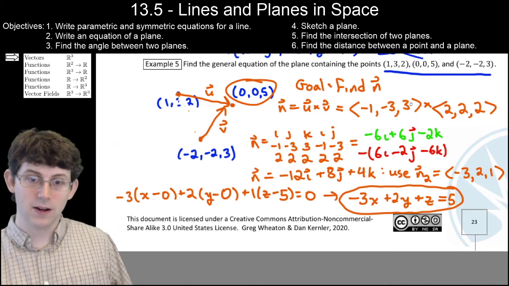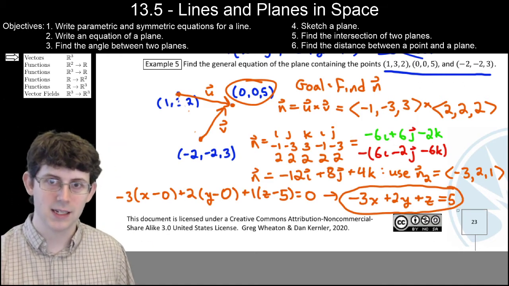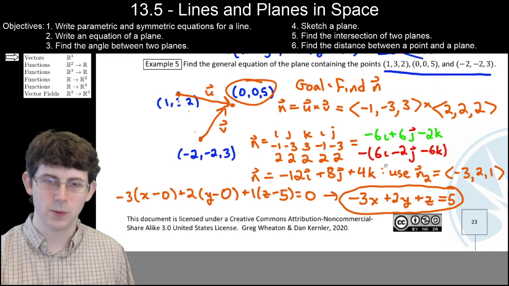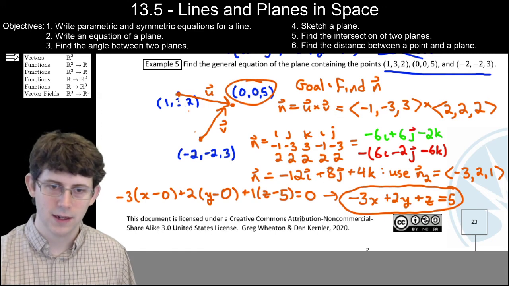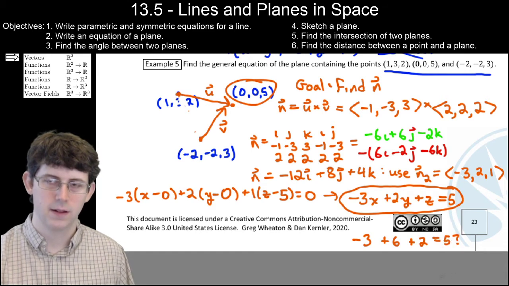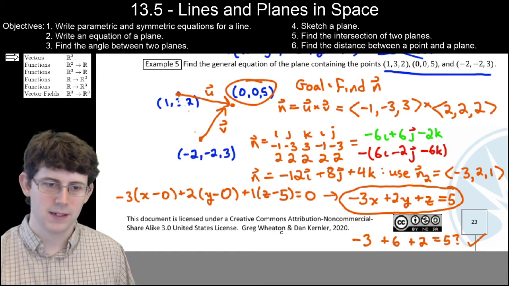If I did this right, all these points should work in this equation. So 0, 0, 5 certainly works. I used it as the base point. How about 1, 3, 2? If I plug in 1, 3, 2, I get minus 3 plus 6 plus 2 equals 5. Yep, that works.